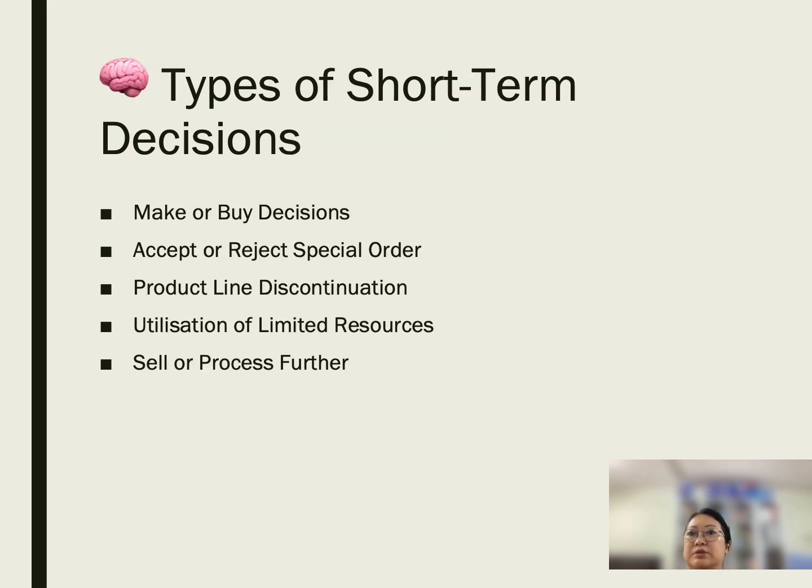Relevant costing is useful in many decision areas such as make or buy: should we produce in-house or outsource? Special order: should we accept a one-time deal at a lower price? Product line decisions: should we discontinue a product? Resource allocation: how should we use our limited resources? And lastly, sell or process further: should we sell now or continue production to add more value so that we can earn more money?